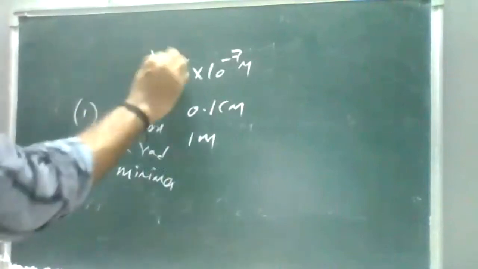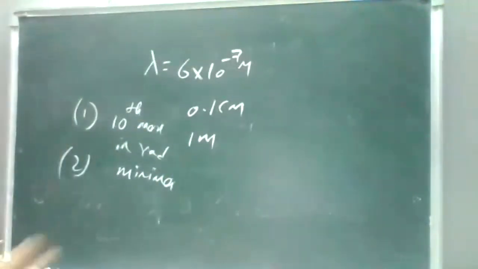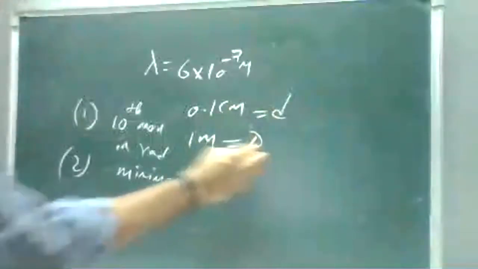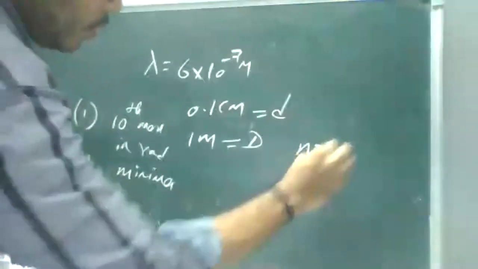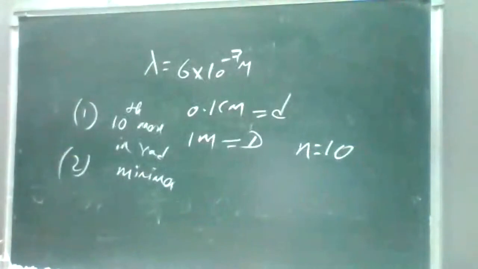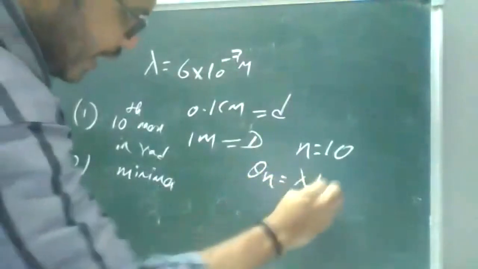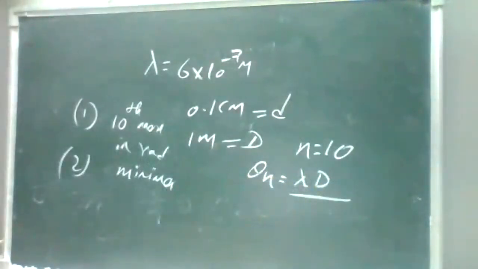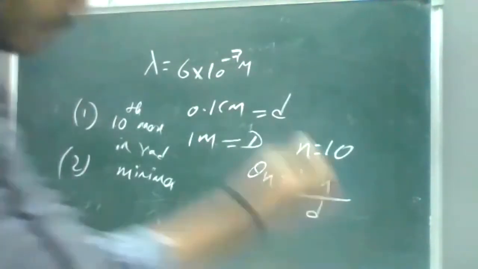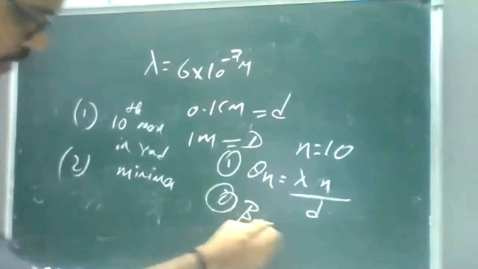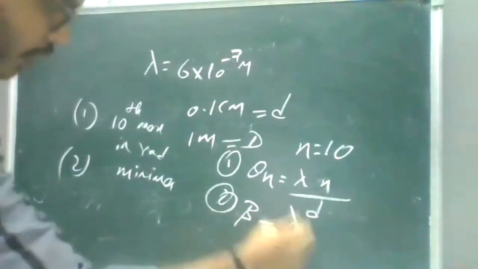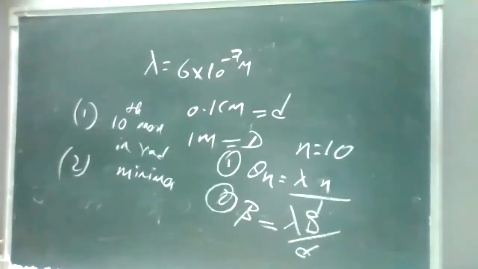They have given lambda is equal to 6 into 10 power minus 7 meters, small d is 0.1, and capital D is a distance of 1 meter, and n is the 10th maximum. We are going to find the angular position, theta n. Theta n is equal to n lambda by small d. Second, we are going to find beta. Beta is equal to lambda D by small d. So try to find theta n, which should be in radians, and beta.